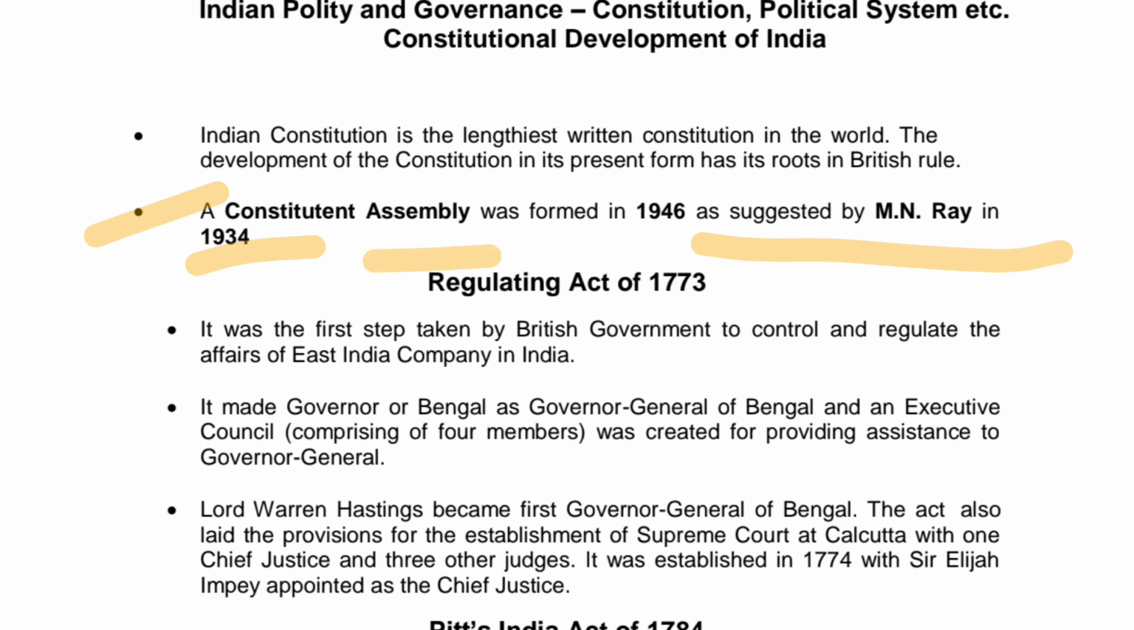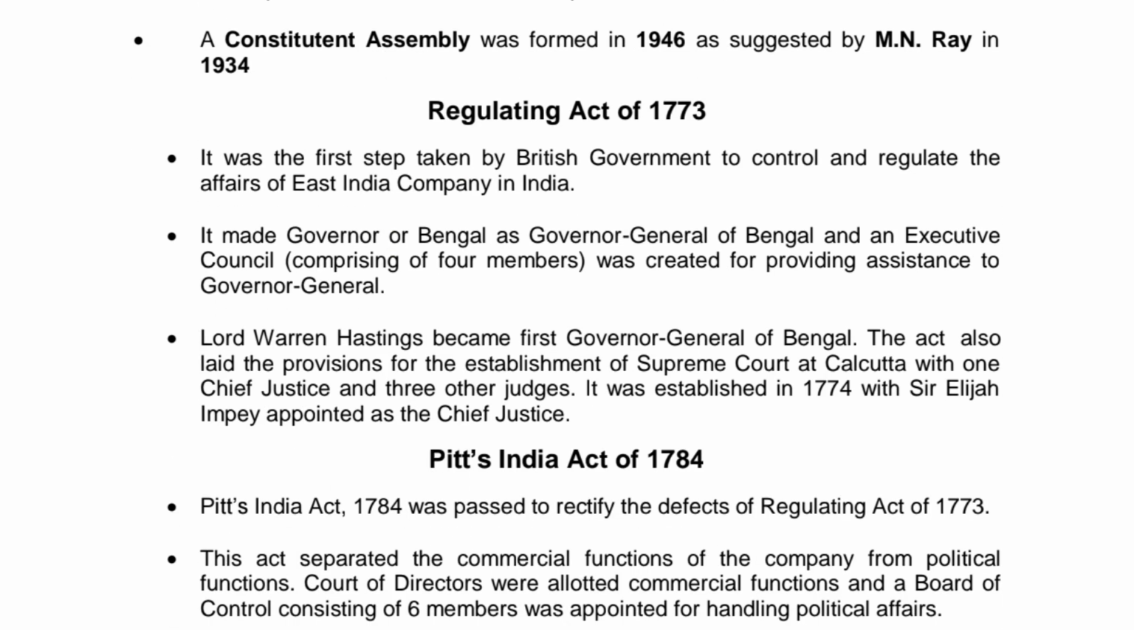So next point is the Regulating Act. Here, it was the first step taken by the British government to control and regulate the affairs of the East India Company in India. It made the Governor of Bengal the Governor General of Bengal, and an executive council comprising four members was created to assist the Governor General.